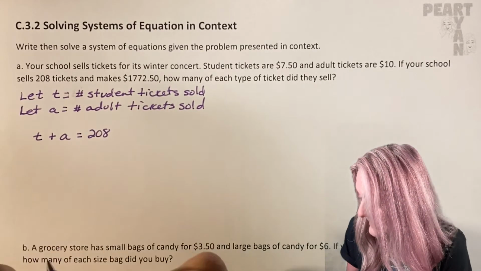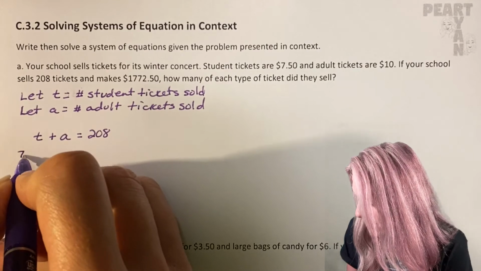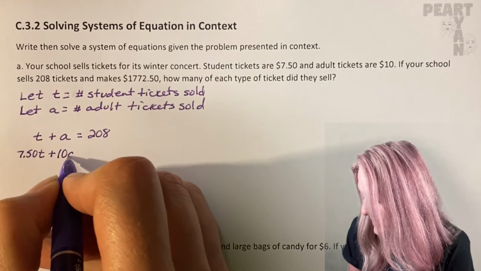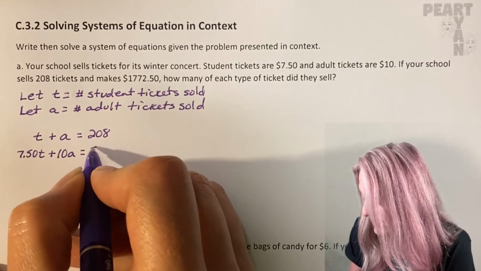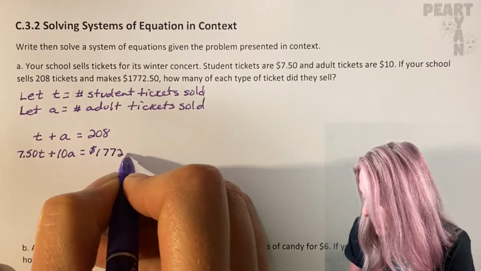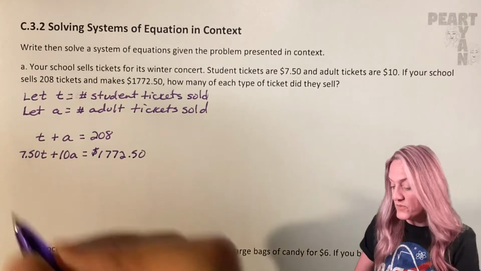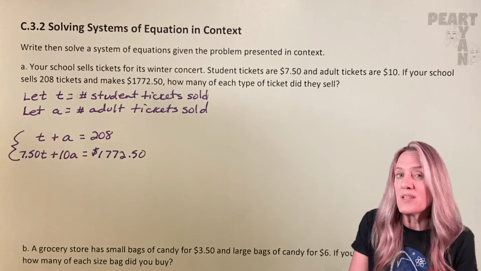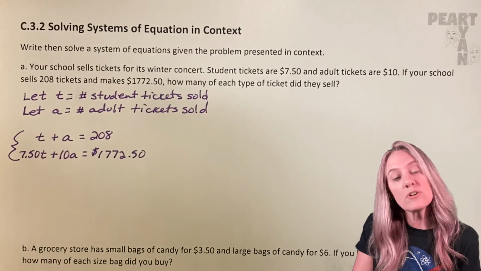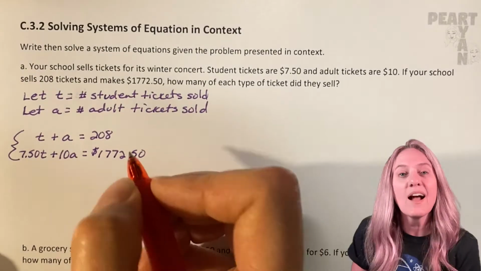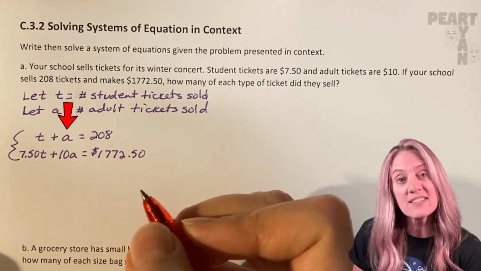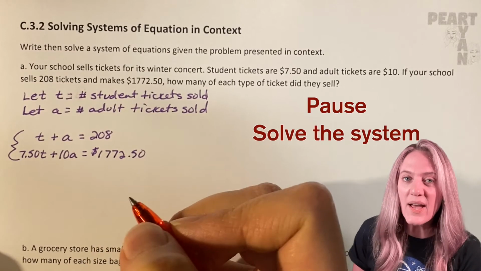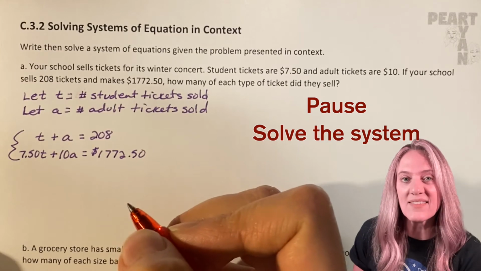Next, how much was each student ticket? $7.50 per each student ticket plus $10 for each adult ticket, and the total collected was $1,772.50. Now we have our system of two equations. We get to choose how we want to solve it. I think I'm going to do substitution, and I could solve the first equation for the T or the A. I think I'll choose to solve for A and then substitute into the second equation. You can choose whichever method you like. Go ahead, finish this out, and then let's see if we get the same answer.